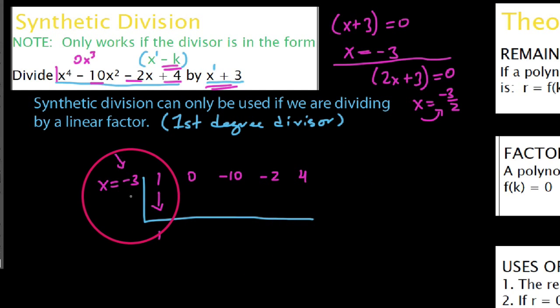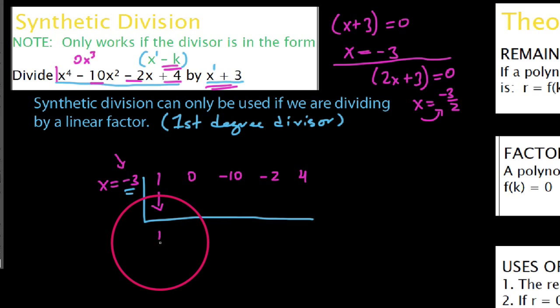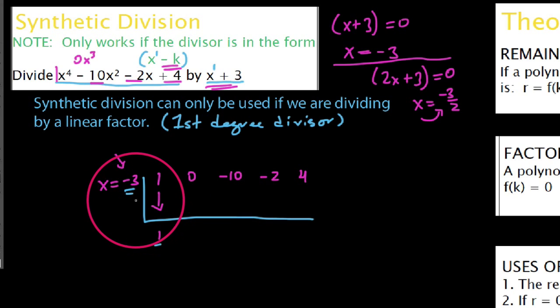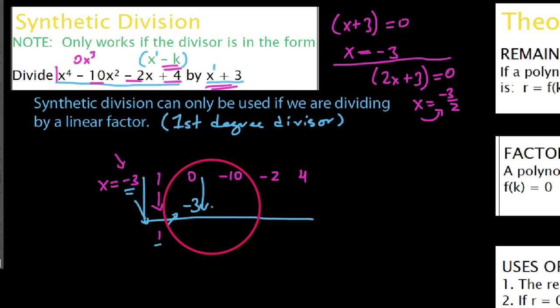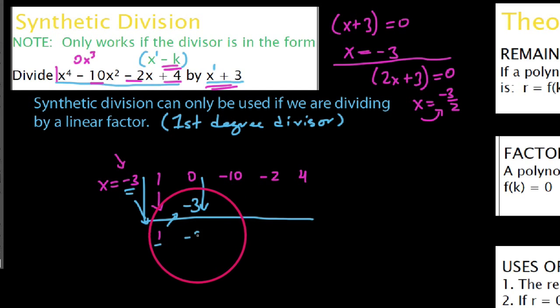So just to show you what I mean, we'll start by taking this negative 3 times this 1 right here. And what we get, negative 3 times 1, is negative 3. And what that does is it gets carried up into the array right here, and then we will just add vertically straight down. So we get 0 plus a negative 3 is negative 3.